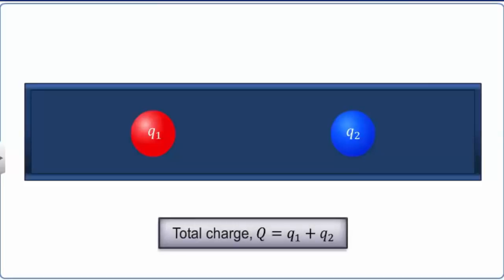Let us illustrate this with an example. Consider a body carrying a charge, say Q1. We add another charge, Q2, to this body. Now, the total charge on the body is the algebraic sum of both charges. That is, total charge Q is equal to Q1 plus Q2.